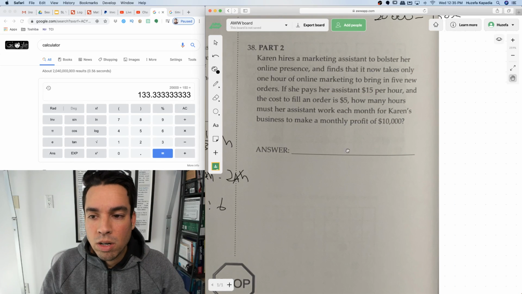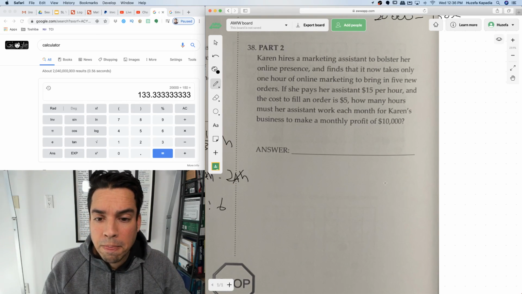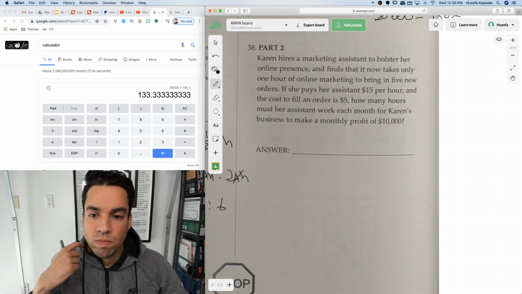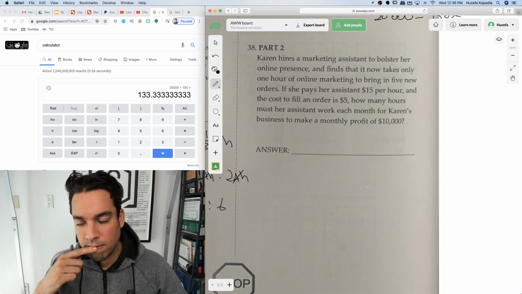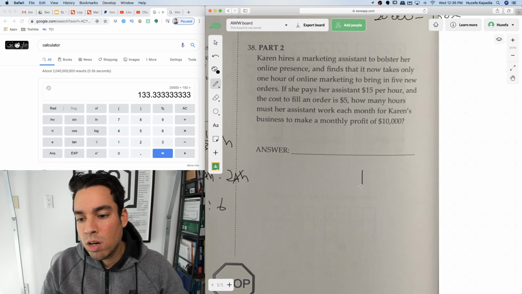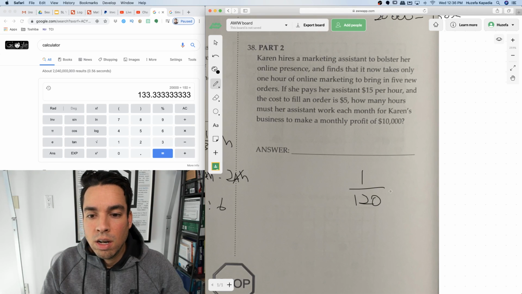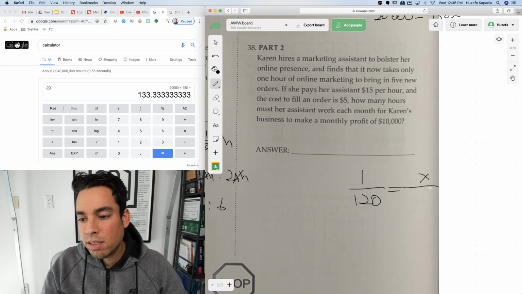Karen hires a marketing assistant to bolster her online presence and finds that it now takes only 1 hour of online marketing to bring in 5 new orders. She pays her assistant $15 per hour and the cost to fill an order is $5. So now instead of making 150, she's making 120. So now it's 1 hour to 120. How many should you make to make 10,000? So it's 1 to 120 equals X to 10,000.